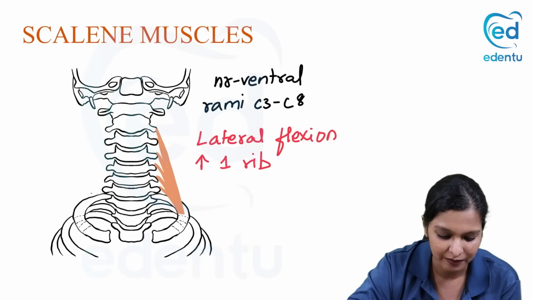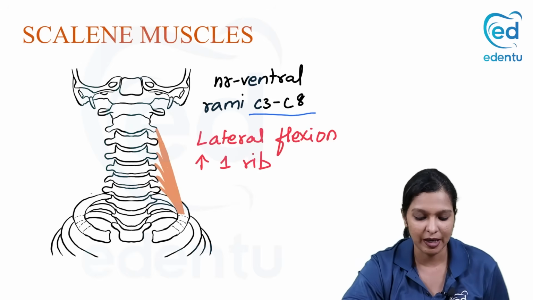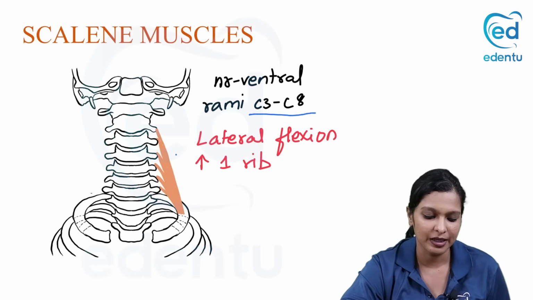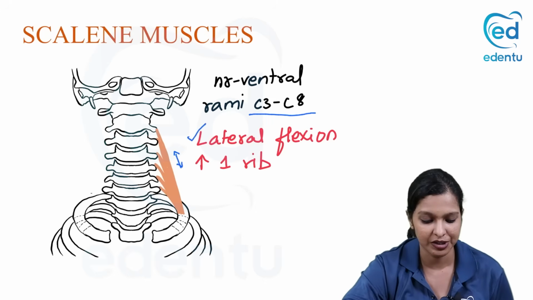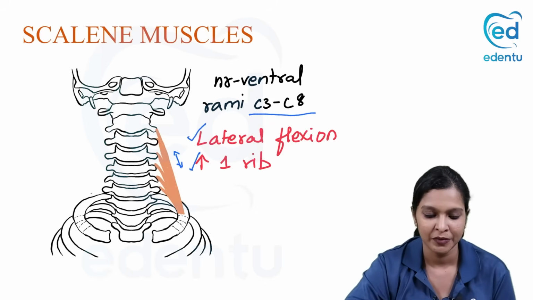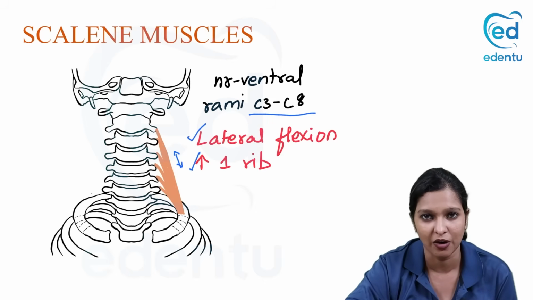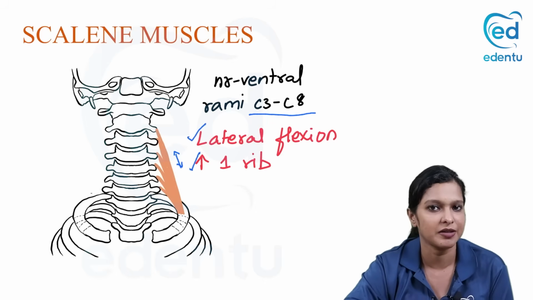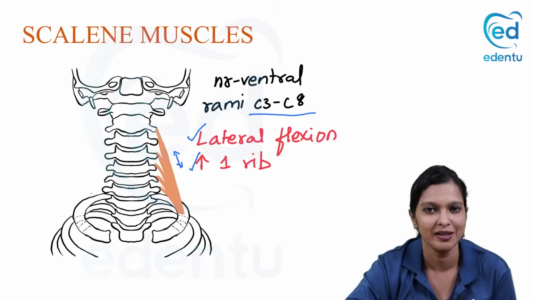Then we have the nerve supply and action. Nerve supply is from the ventral rami of C3 to C8, and regarding action, it is present on the lateral aspect. So when this contracts, it causes lateral flexion, and I already told you that it elevates the first rib. So that's about the origin, insertion, nerve supply and action of scalenus medius. This is the second muscle that is present in the paravertebral region.